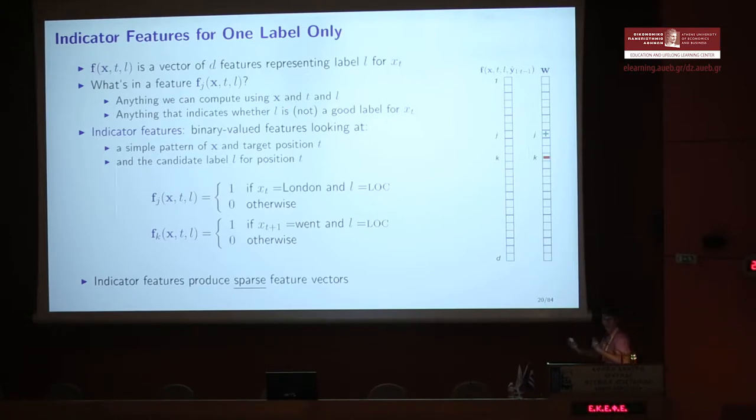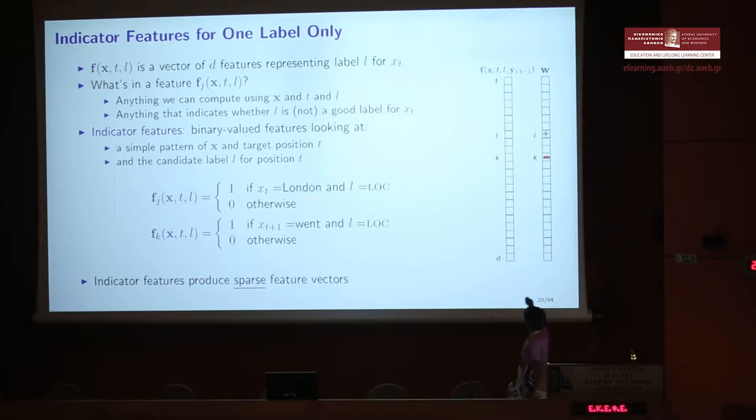Okay, we need to put things that help us discriminate whether that's a good assignment or not. So what we use are indicator features. An indicator feature is a simple pattern of the input, the position, and the candidate label. For example, feature J, this coordinate here, might be encoding whether in the current input the current word XT is London and the current label is location. So this is like a flag, right? If in the current input this is the case, then this is set to one, okay? There's a one here, and then the weight vector will react accordingly.